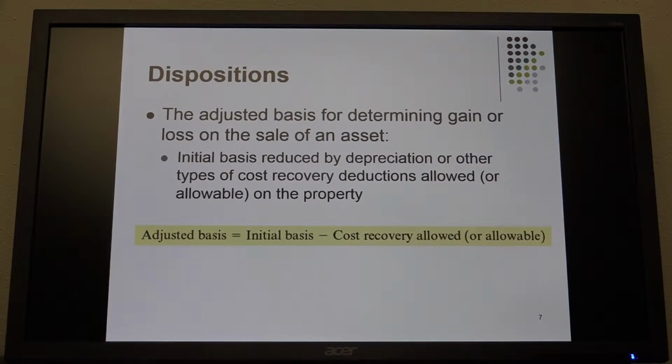Okay, so as far as assets that have had some depreciation on them since its initial acquisition and then later disposed of for a certain amount, you have to figure out the adjusted basis, which is the initial basis minus any cost recovery that has been allowed.